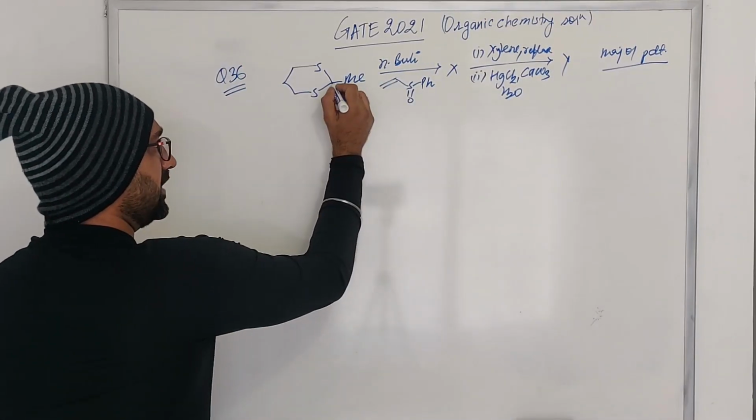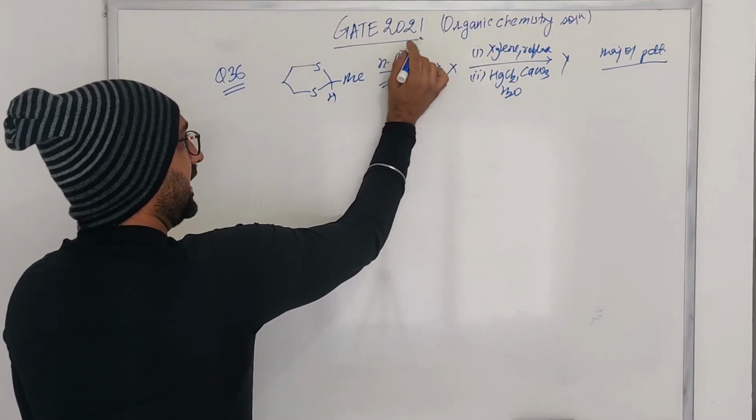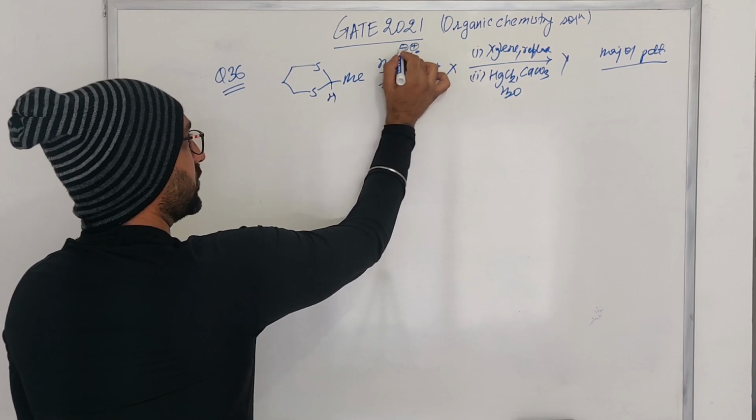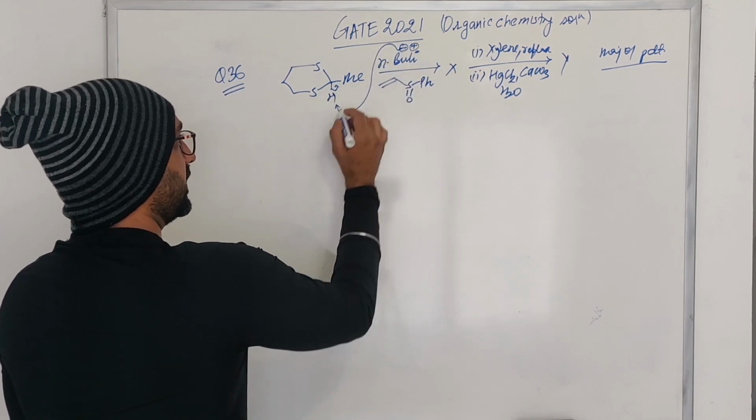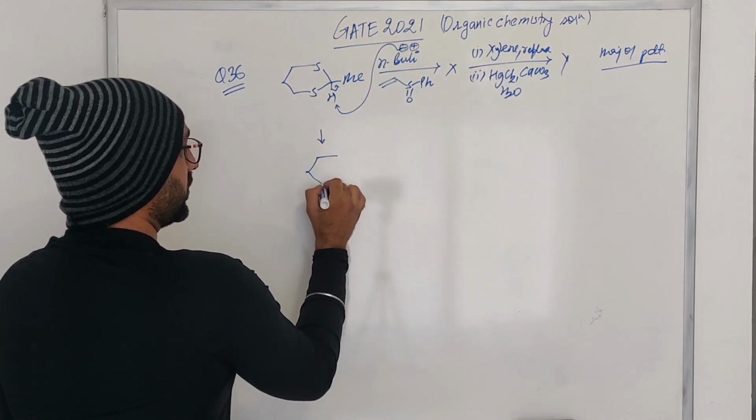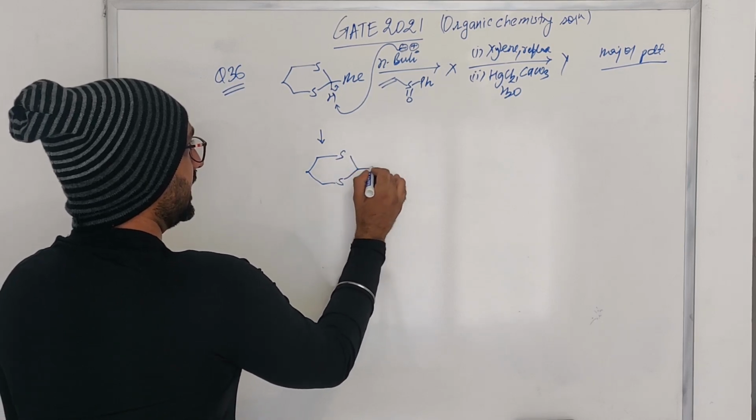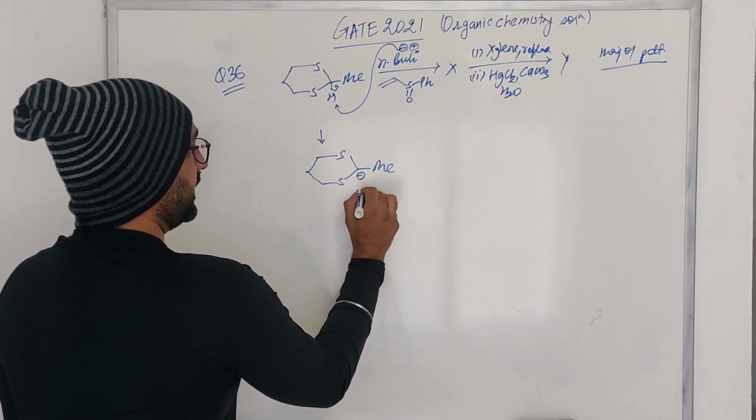Pretty straightforward. We know that this particular hydrogen in the case of dithiane is pretty acidic. And here what we have is a base, right? So what is this going to do? It is going to abstract this particular proton. So what we are going to get is this lithiated carbanion here, right?